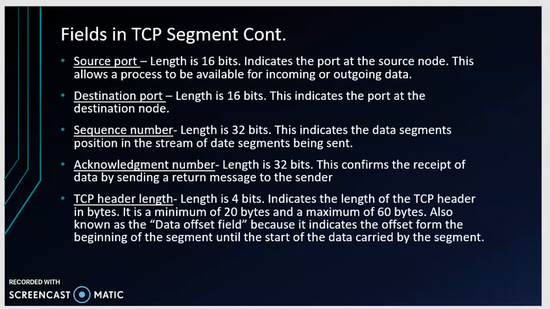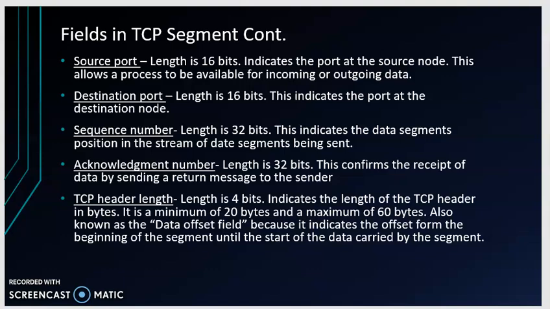So the first one I'll go over is the source port. The length is 16 bits. It indicates the port at the source node. This allows a process to be available for incoming or outgoing data. The second being a destination port. The length is also 16 bits. It indicates the port at the destination node.